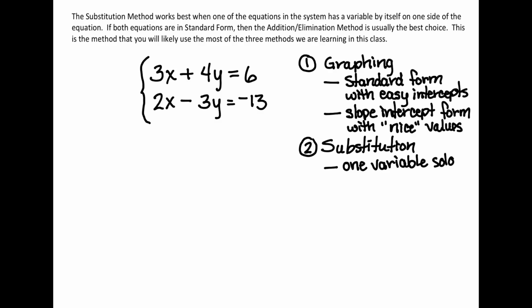So graphing is easy if both equations are in standard form and they have easy intercepts. That's like covering one and solving for the other. Or if they're both in slope-intercept form with nice values, so like your y-intercept is not a fraction. Substitution's easy when you have one variable that's solo, so there's no coefficient and it's easy to solve for. But if you don't have any of these things, this method works really well.